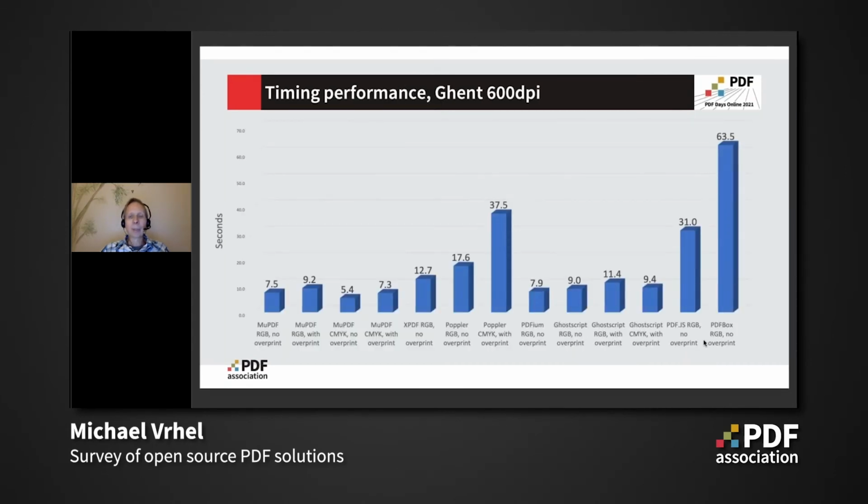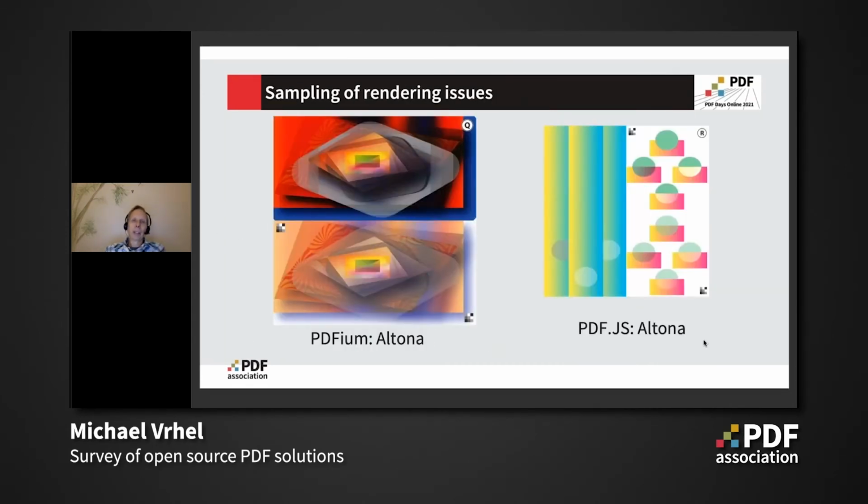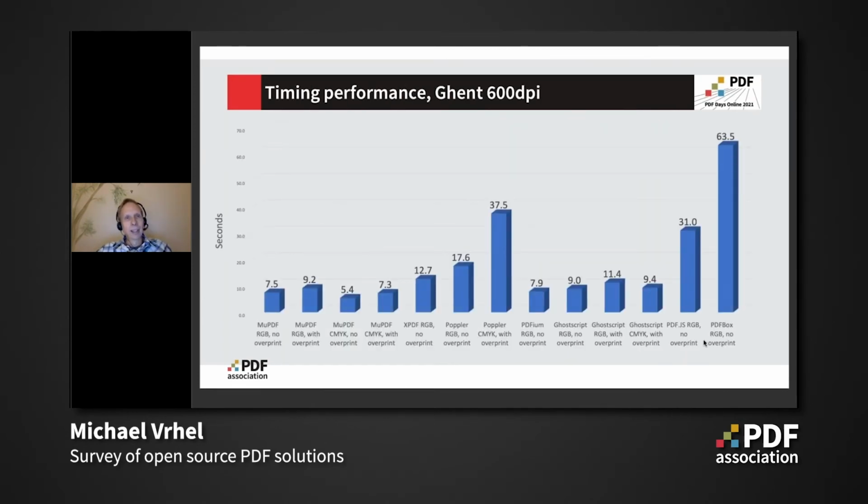What you have to remember about these rendering issues is that these are rather corner cases. I mean, these are stress tests. And with the case of the text document, for example, which is a bit more common, everybody did quite well on that. So now let's go ahead and look at timing performance.